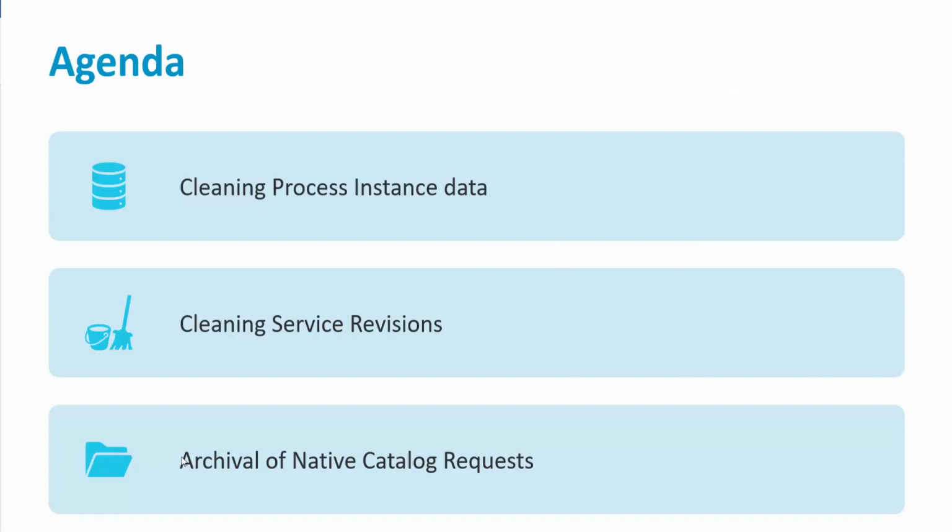The agenda for today's webinar is, first, cleaning up process data. This is the data that gets generated when you raise a request, and if you would like to look at the execution path that the process has taken, it's called process execution data. Second, we're going to talk about cleaning up service revisions.